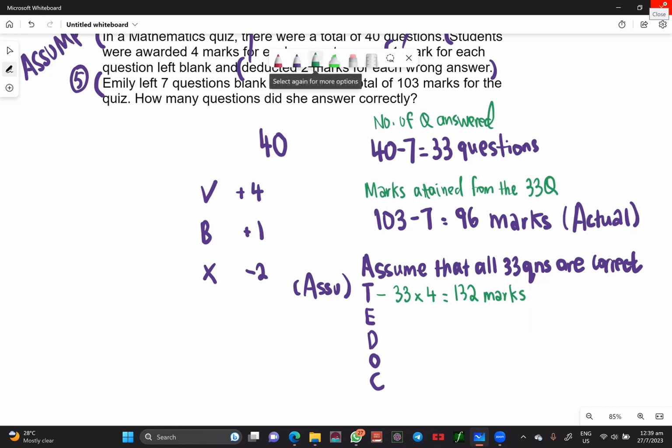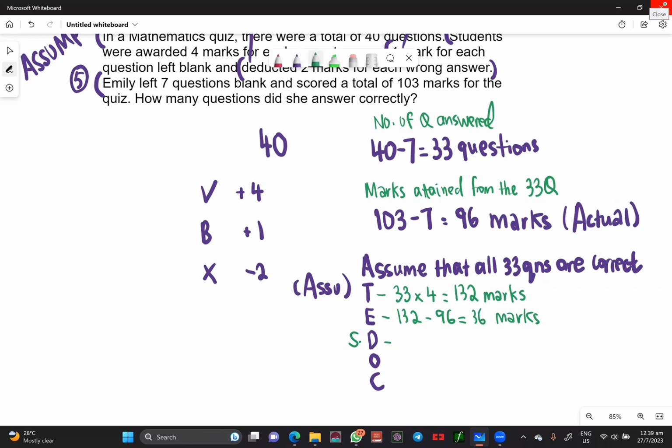So what you are going to do now is simply look at your assume, which is 132, minus away 96, okay, and you will get to an answer of 36 marks. Now, once you have this, what you want to do next is to find the difference. Now, this difference is always the single difference. Okay, the difference between one correct question and one wrong question.